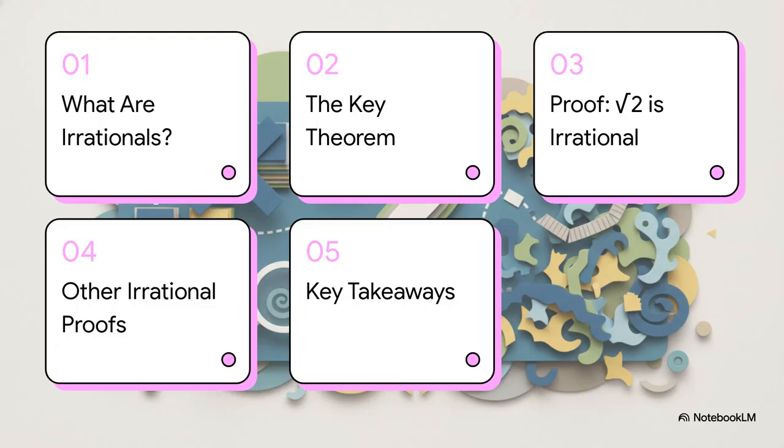All right, so here's the game plan. We'll start with a super quick recap. What even are irrational numbers? Then I'll show you the one key theorem that's basically our secret weapon for all of this. After that, we hit the main event, a step-by-step walkthrough of the famous proof for the square root of 2. And once you see that, you'll see how we can use the same exact idea for other numbers. And of course, we'll wrap it all up with the key takeaways.